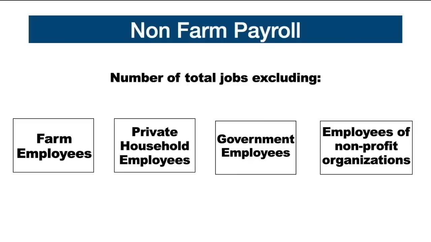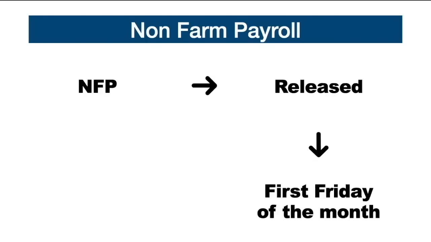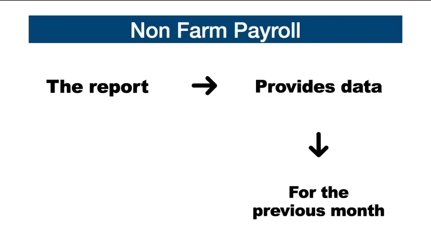The NFP report is used to assist government policymakers to determine the current state of the economy and predict future levels of economic activity. The number of jobs added or lost over a certain period of time is a strong guide to future interest rate movements. The non-farm payroll is released the first Friday of the month. The released report provides the data of the net change of U.S. jobs for the previous month.